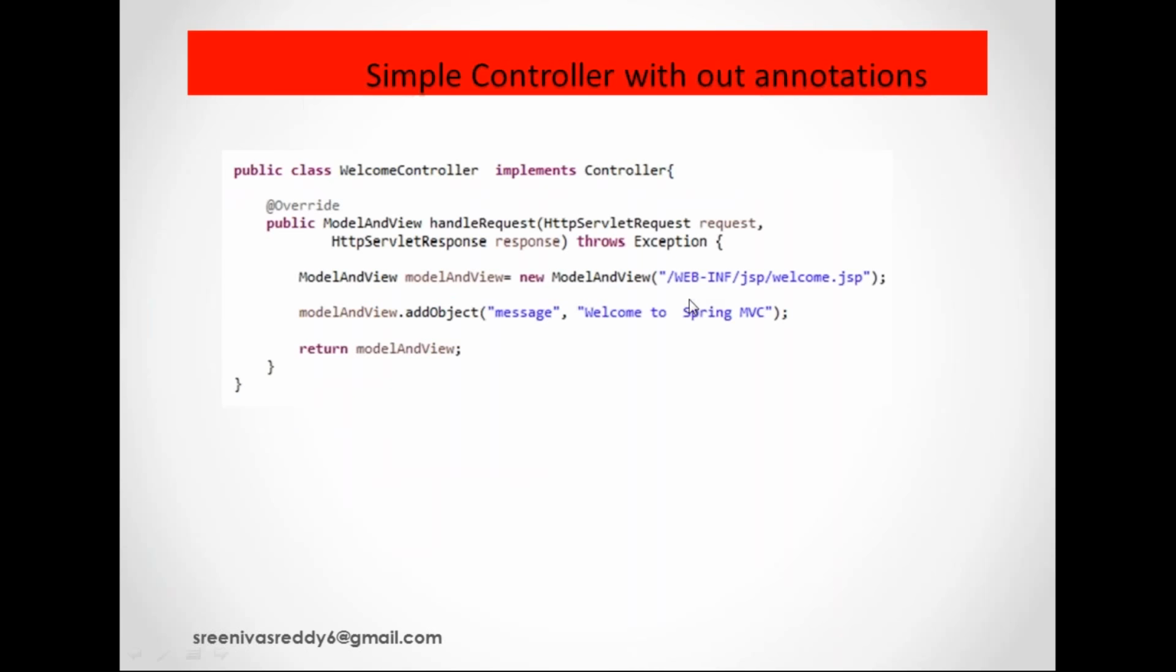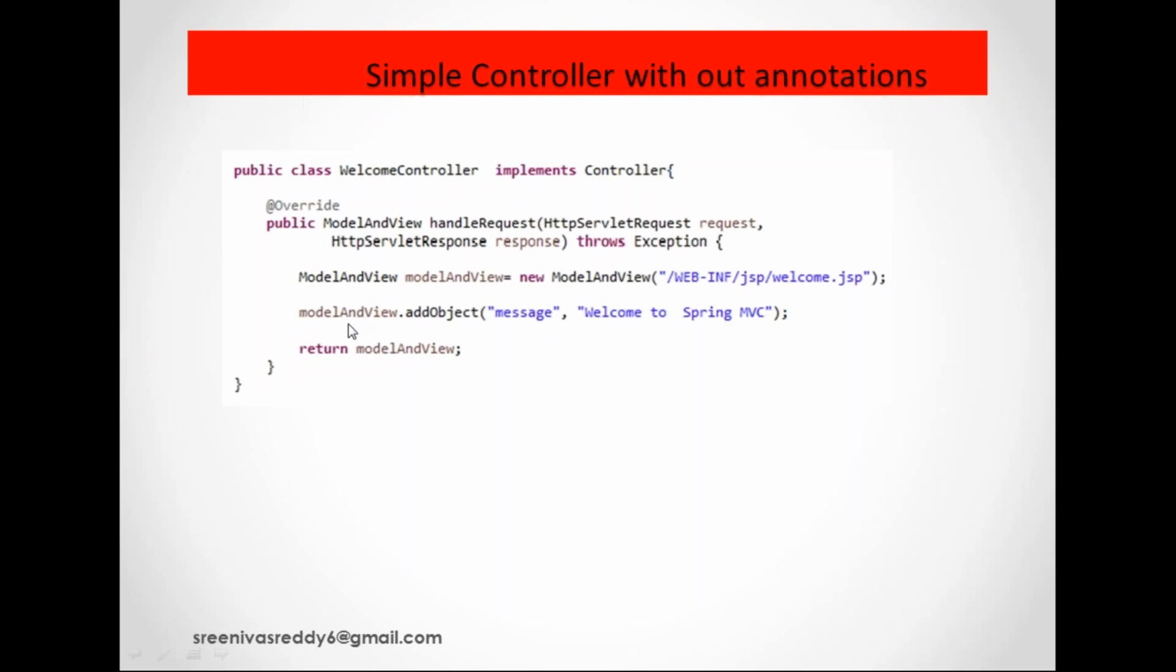In welcome.jsp, I would like to display a message, "Welcome to Spring MVC". That is the message which I want to display. How does this JSP retrieve this message? How does this JSP have this?